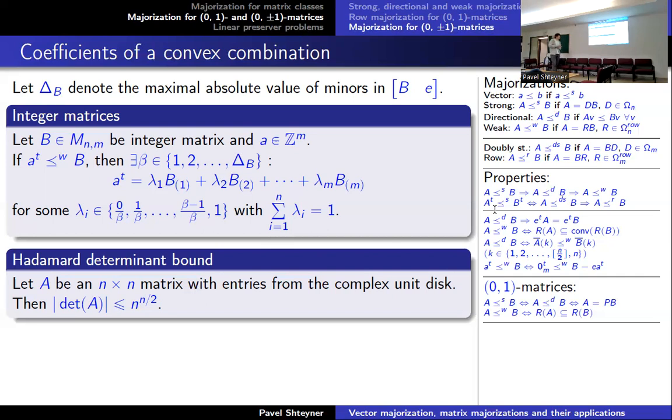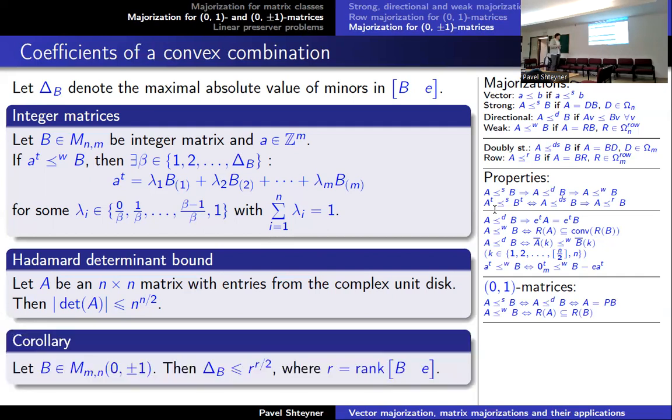This Hadamard bound is attained on so-called Hadamard matrices. These are minus one, plus one matrices with mutually orthogonal rows. These matrices exist for orders one, two, and multiples of four. And it is conjectured that there are such matrices for every multiple of four. What are such matrices? Hadamard matrices, matrices for which this bound is attained, under the condition that the entries are from the complex unit disk.